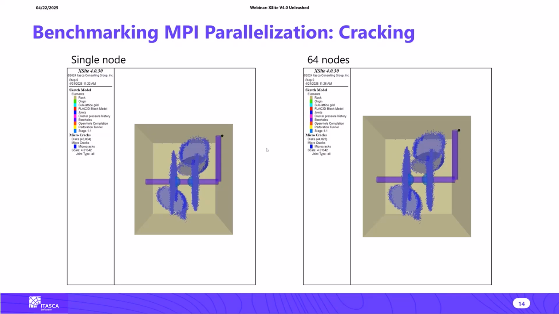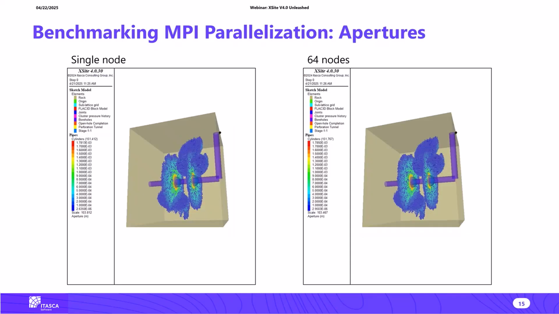So, there is again a comparison of the apertures induced during a simulation between these two models, one with a single node and one with 64 nodes, and we see that the results are almost practically the same.